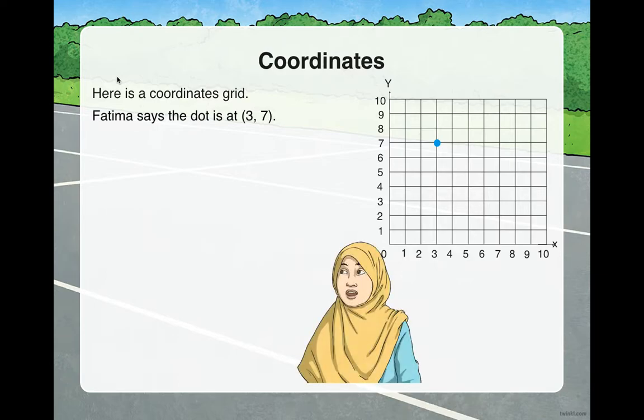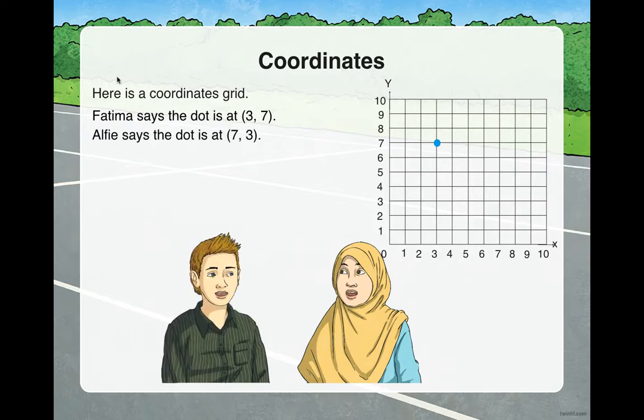Okay, Fatima says that the dot is at 3, 7. So that means she's gone across 3 at the bottom and then she's gone up 7. But Alfie says the dot is at 7, 3. Discuss with the partner who is correct and why. Okay, so have a little chat.